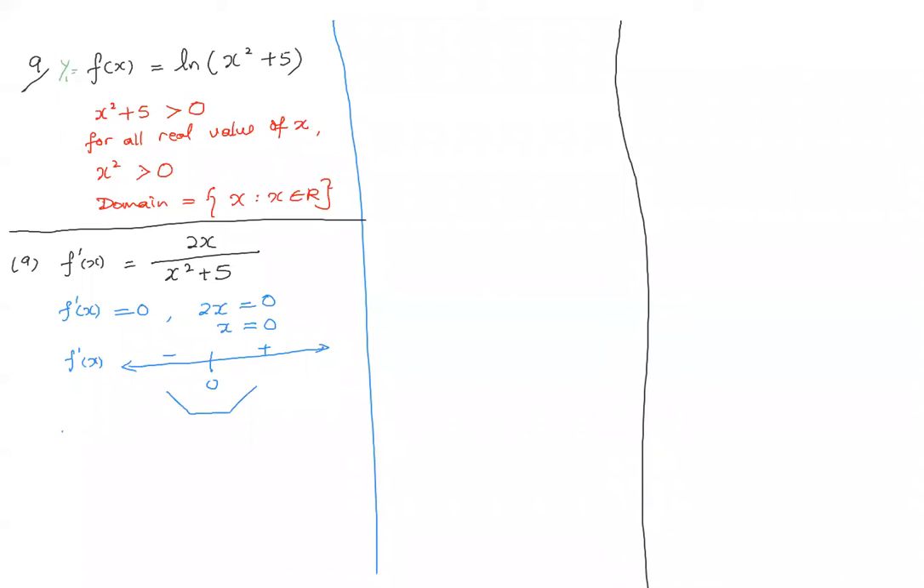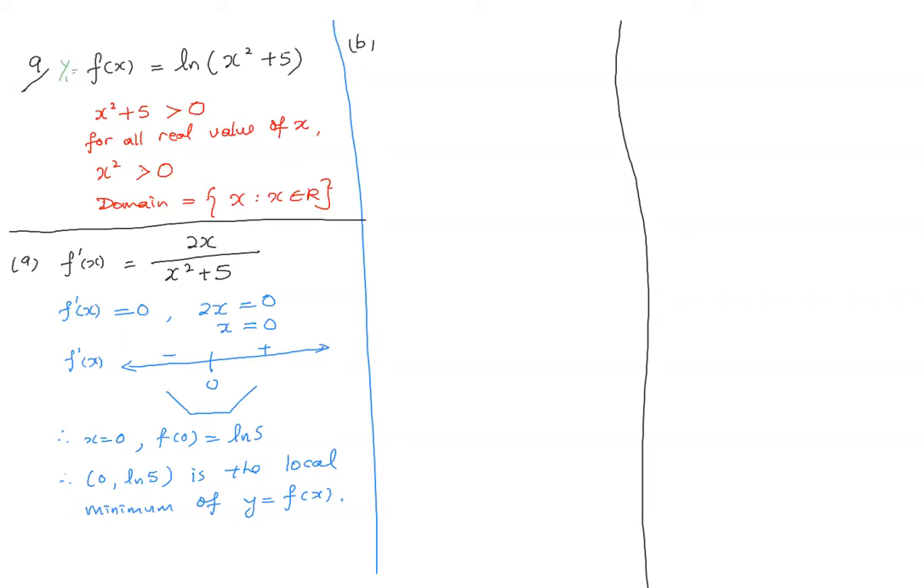So therefore, when x is equal to 0, f(0) is equal to ln 5. So I will say therefore, (0, ln 5) is the local minimum of y equal to f(x). So you have to be very careful. We are talking about the local minimum of which one? Okay. Then I go to part B.